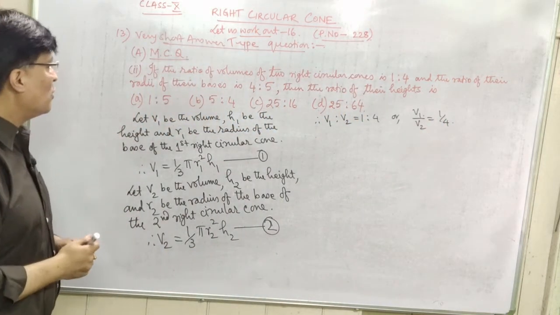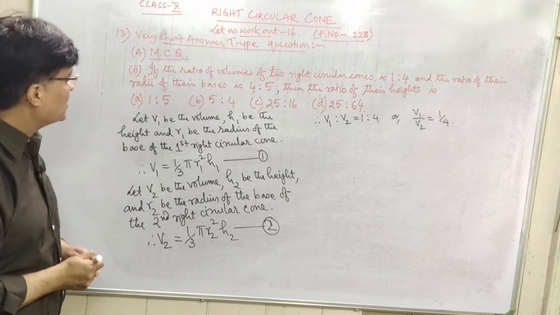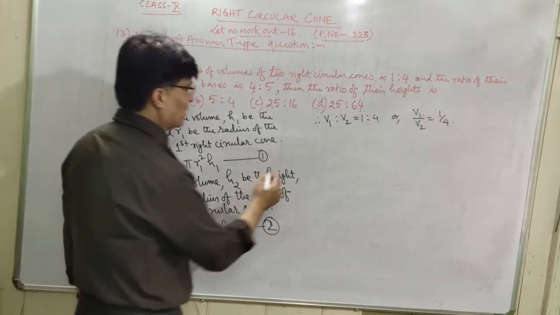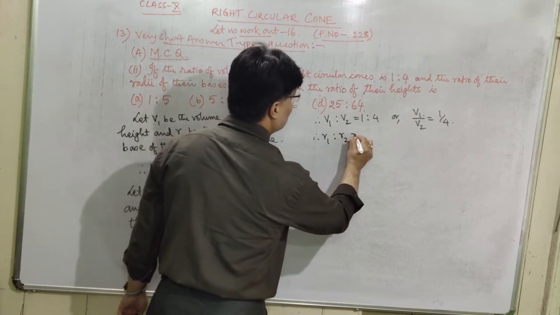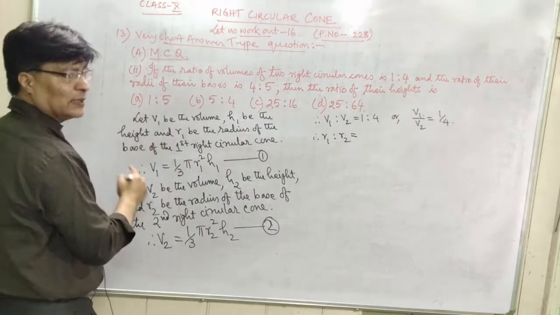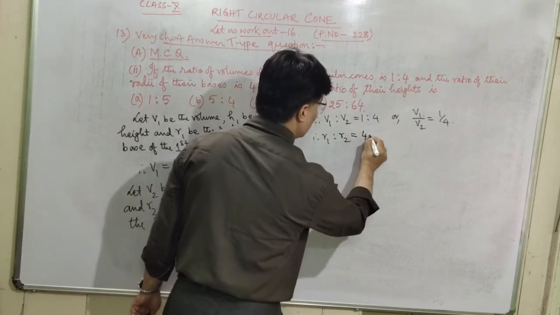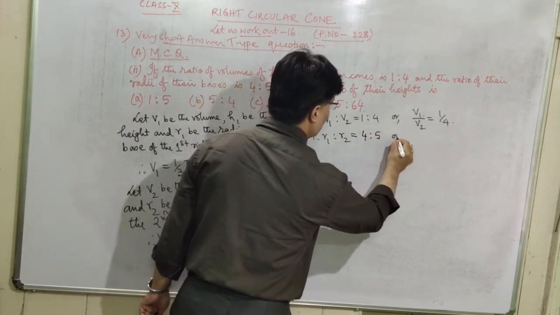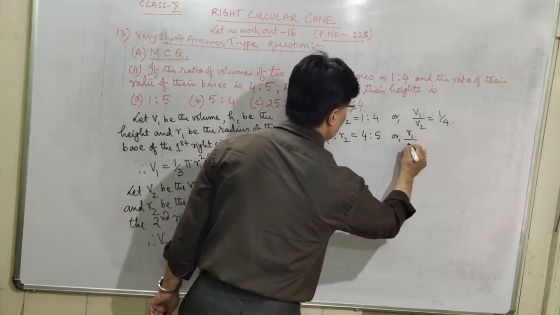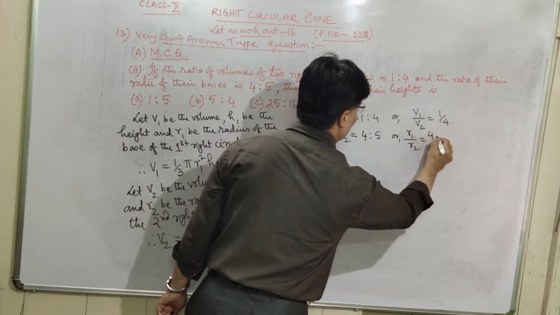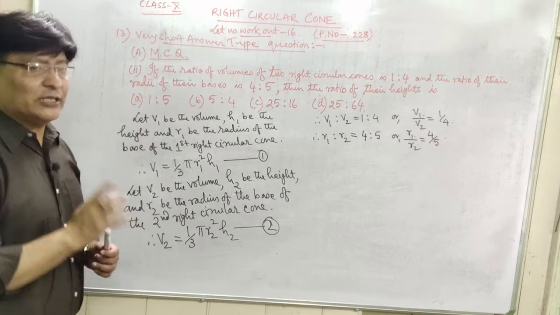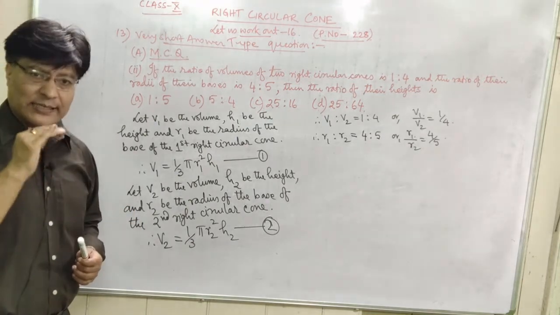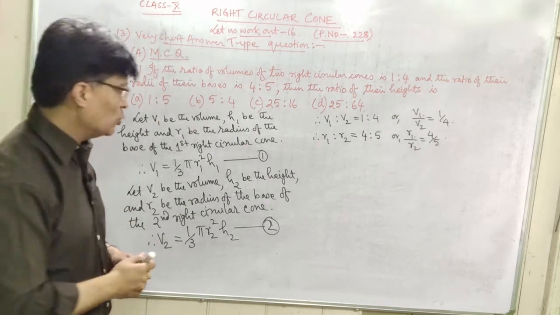Again, the ratio of the radii of their bases is given. That is 4:5. That is R1 is to R2 is equal to 4:5, or you may write it as R1 upon R2 is equal to 4/5. Now you have to find out the ratio of their heights. That is H1 is to H2.